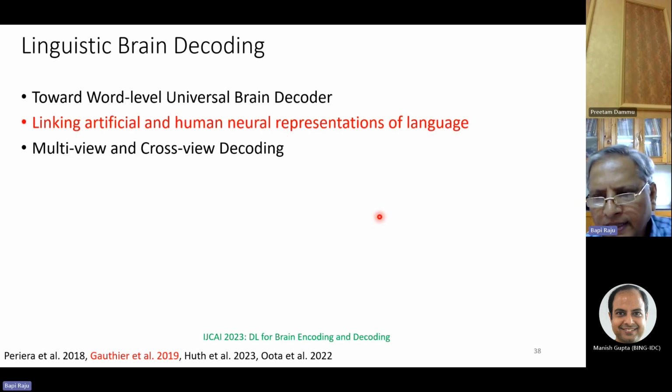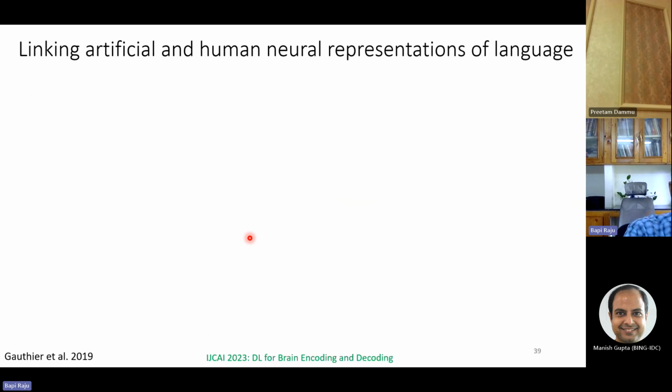So the next one that I'm going to talk about is one that was talked about, this Gauthier et al. 2019 from the French group, that looks at artificial and neural representations of language. Some interesting results. This has already been alluded to by the scrambled model that Manish talked about. So I will briefly talk about it, not going to re-emphasize because this has already been discussed.